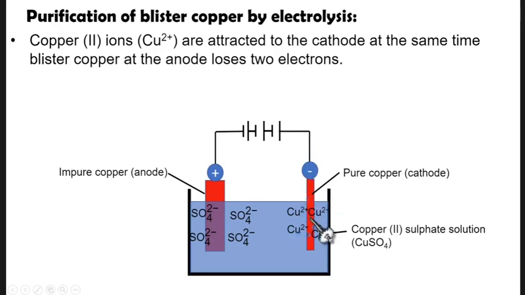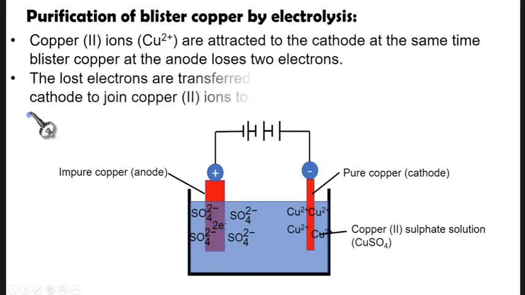Attract. That's why they get attracted to the cathode here. All right, so what we are saying here is that when this happens, this copper anode, which is impure copper, will lose 2 electrons. So there will be electrons that are going to be lost here, like these 2 electrons formed here, and then these electrons are going to be lost.